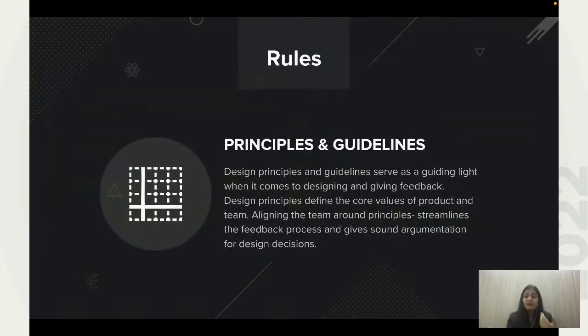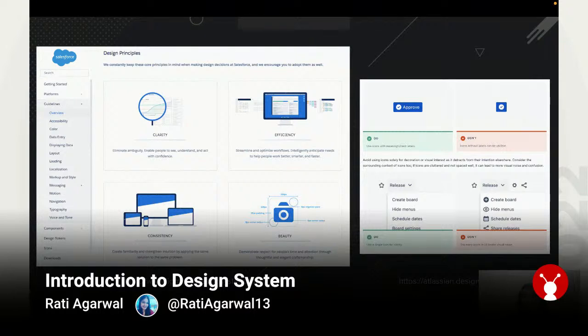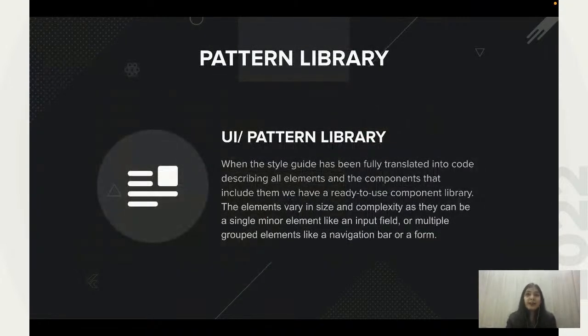So speaking of rules, here is another aspect of a design system: it involves principles and guidelines which serve as a guiding light when it comes to designing and giving feedback. Design principles define the core values of products and team. So when the team aligns around these principles, it streamlines the feedback process and gives sound argumentation for design decisions. So that really helps. Here is Lightning Design System by Salesforce. They have their design principles: clarity, efficiency, consistency, beauty, the core values of Lightning Design System. And along with that, there are rules by Atlassian Design System, the do's and don'ts, which are given in most of the components. So yeah, rules and principles are very essential and the first step towards a design system.